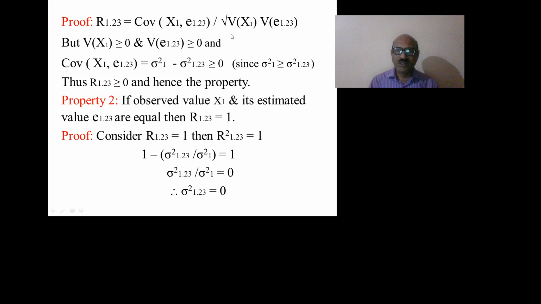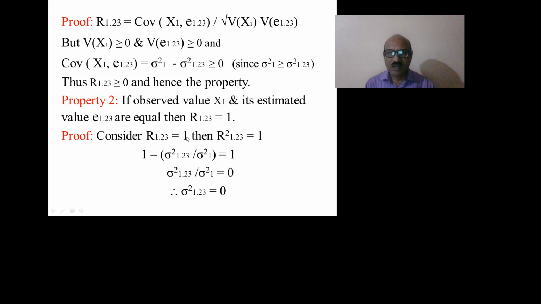Now we'll go for the second property. If the observed value of x1 and its estimated value e1.23 are equal, then R1.23 is equal to 1. So we'll prove this property in the reverse way. If R1.23 equal to 1, then the estimated and actual values are the same. Like that way we'll prove. Now consider this R1.23 equal to 1.